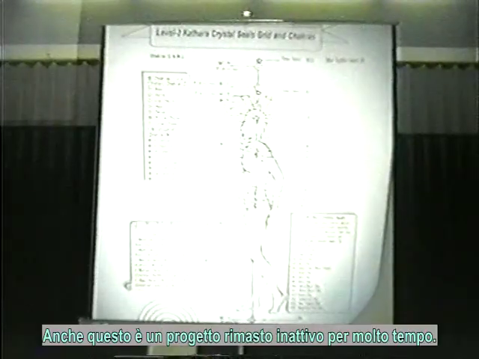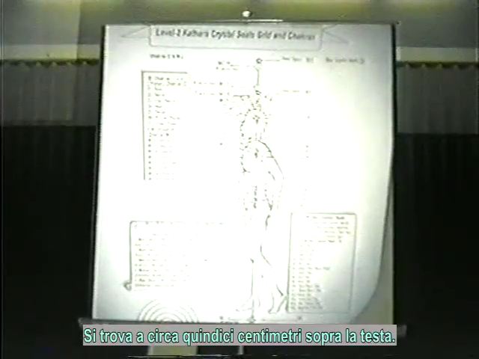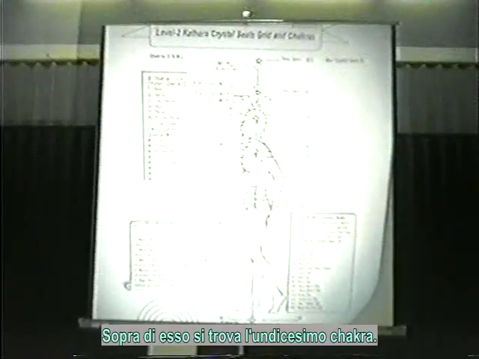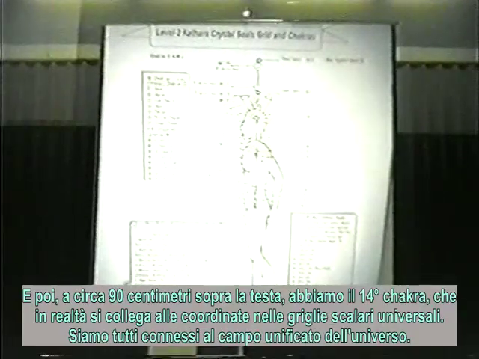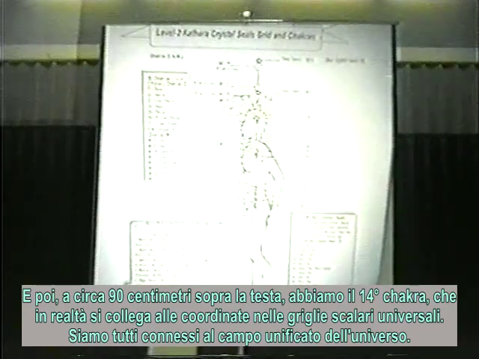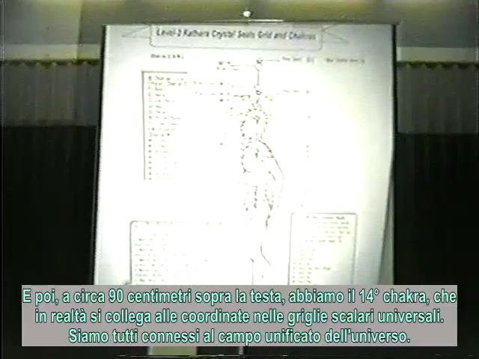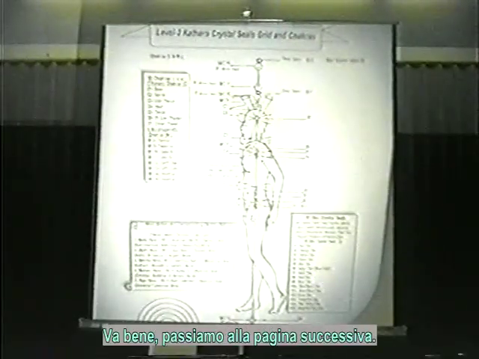Okay. Now up here, we have the 7th, 8th, and 9th chakra. Then we have the 10th chakra. This is another one that's dormant, has been dormant for a long time. It's starting to come into activation on many people. It's about 6 inches above the head. Then above that one is the 11th chakra. It's about 18 inches above the head. And then about 36 inches above the head, we have the 14th chakra, which actually connects to coordinates in the universal scalar grids way out there. We're all connected to the unified field of the universe. Everything is connected. So this is the basic chakra system we're working with, and that's only the beginning of the fun. Okay, let's go to the next graph.